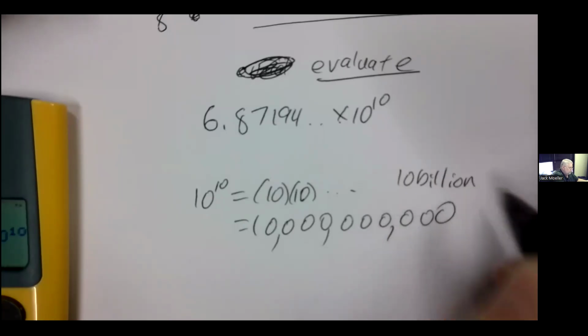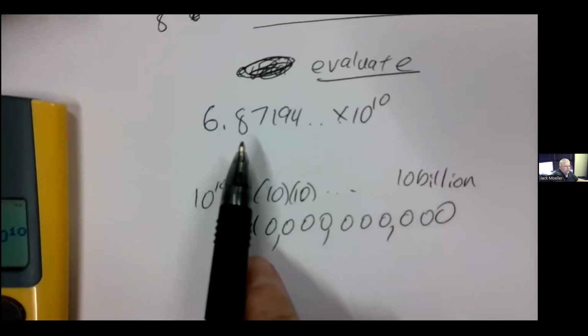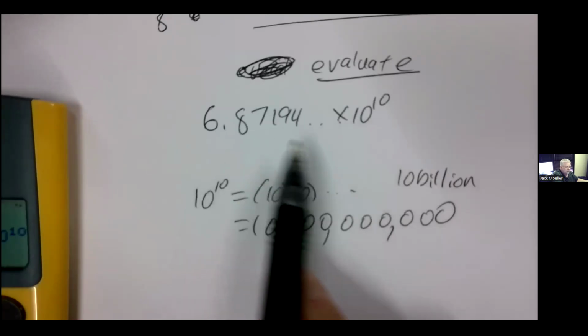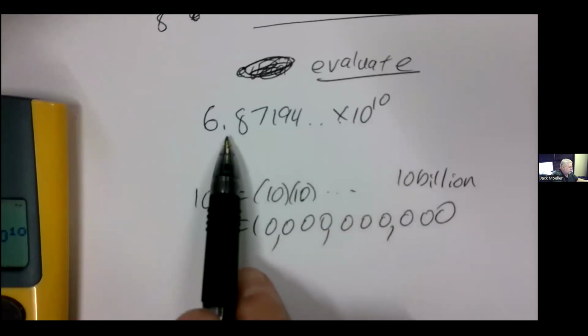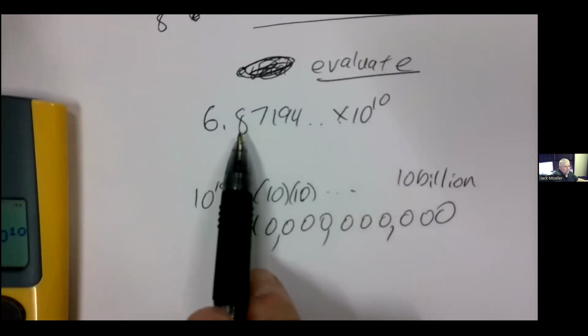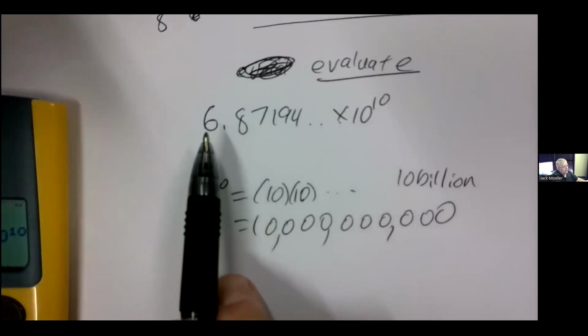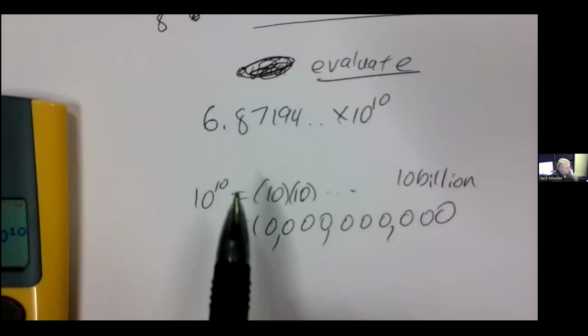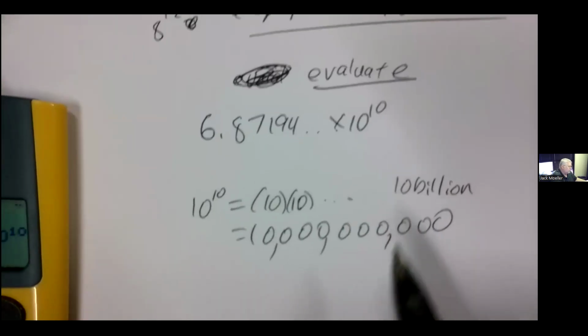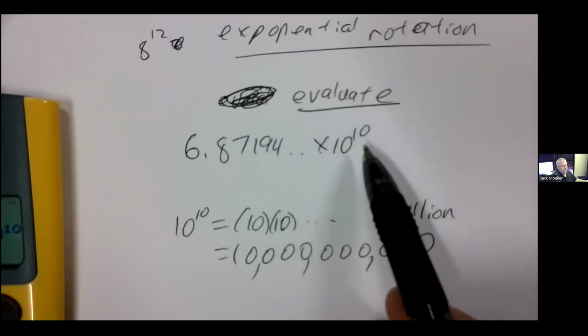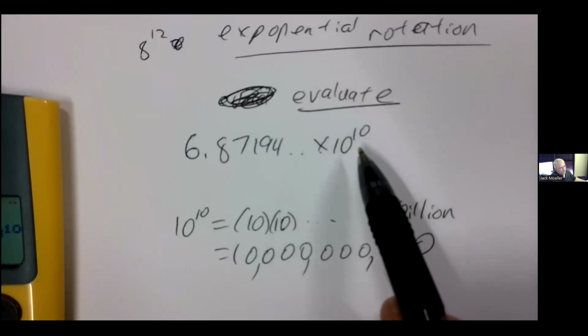So this number up here, 6.87 times 10 to the 10th, is basically 6.87 times 10 billion. So that's like 68, almost 69 billion. There's a huge difference between 6.8 and 68 billion. All right, so what we're talking about here with this times 10 to the 10th, that's scientific notation. So that's our next video.